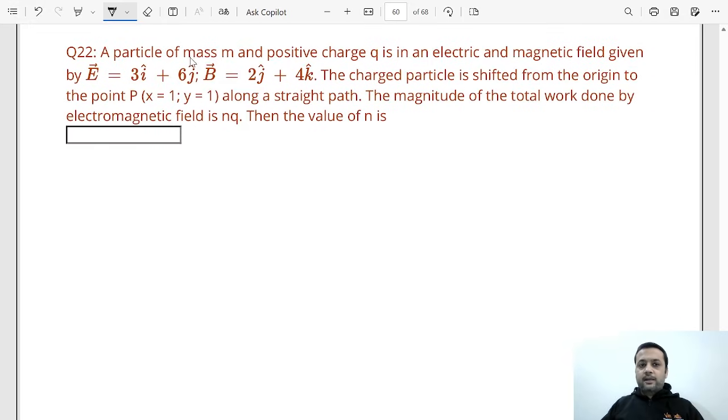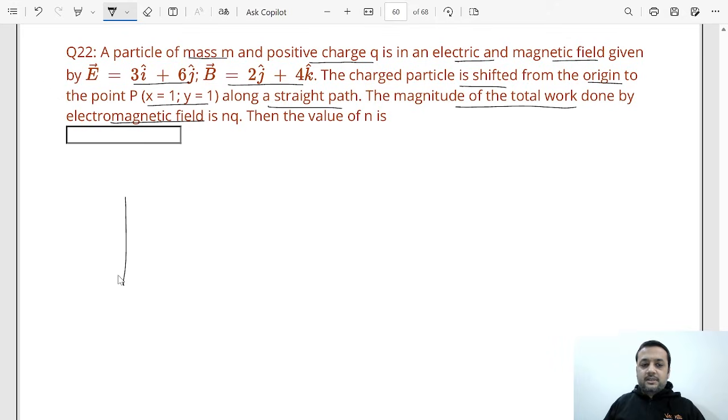In this question, there is a particle of mass m and charge q, positive charge q, in an electric and magnetic field. Value of electric field is this, magnetic field is this. The charged particle is shifted from the origin to the point x equals 1, y equals 1 along a straight path. The magnitude of the total work done by the electromagnetic field is nq. What is the value of n?